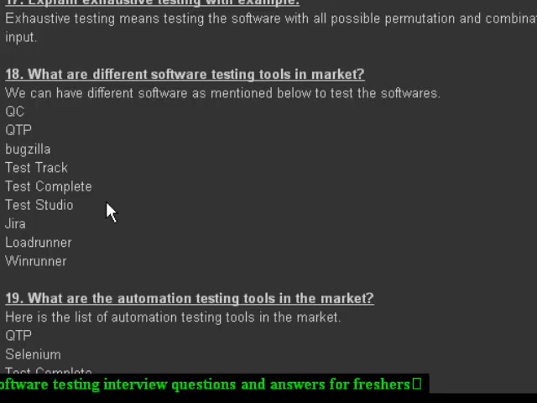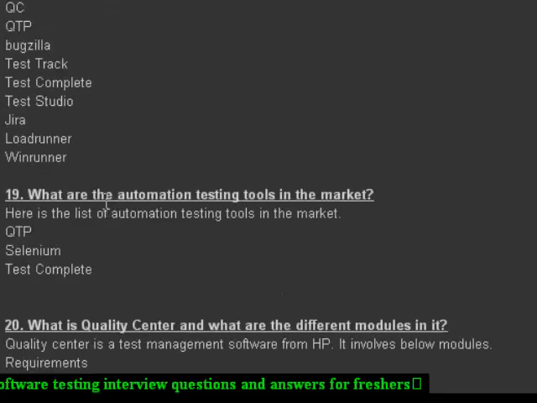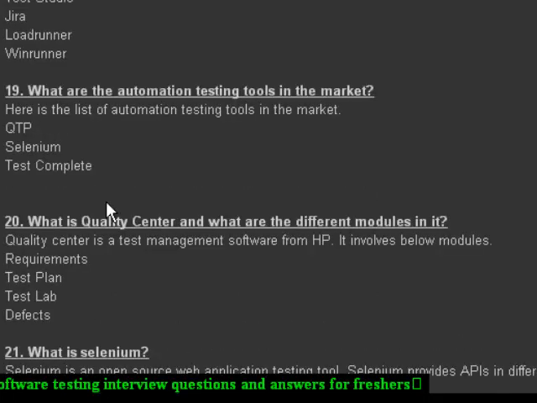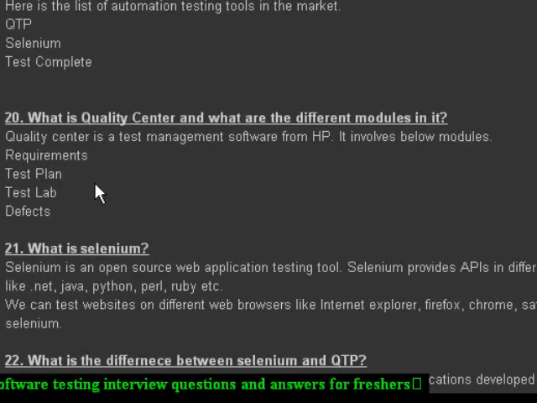What are the automation test tools in the market? For automation testing specifically, we have QTP, Selenium, and Test Complete. Out of these, Selenium is open source, while the other two are licensed software. Quality Center is an offering from HP, and it provides different modules like requirements, test plan, test lab, and defects. Selenium is an open source web application testing tool. It provides APIs in different languages like .NET, Java, Python. We can test websites on different web browsers like Internet Explorer, Firefox, Chrome, Safari using Selenium.